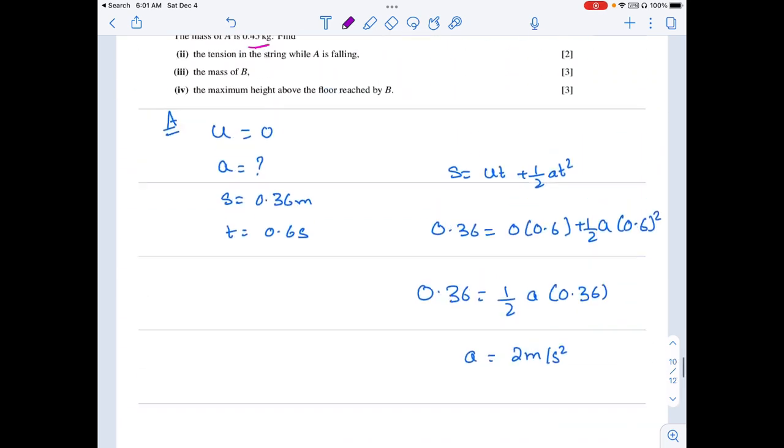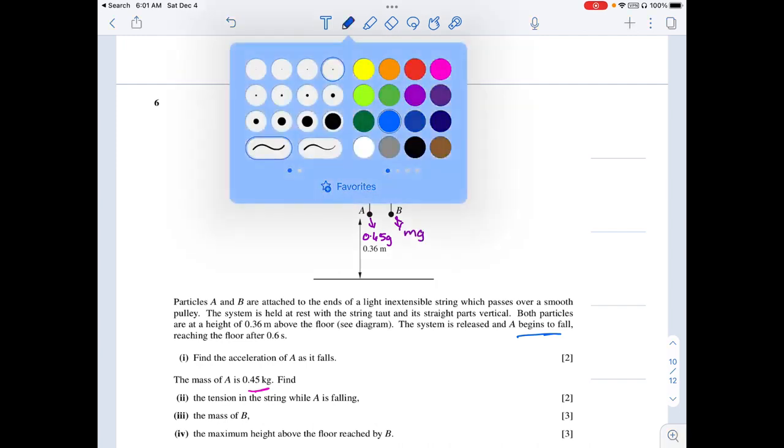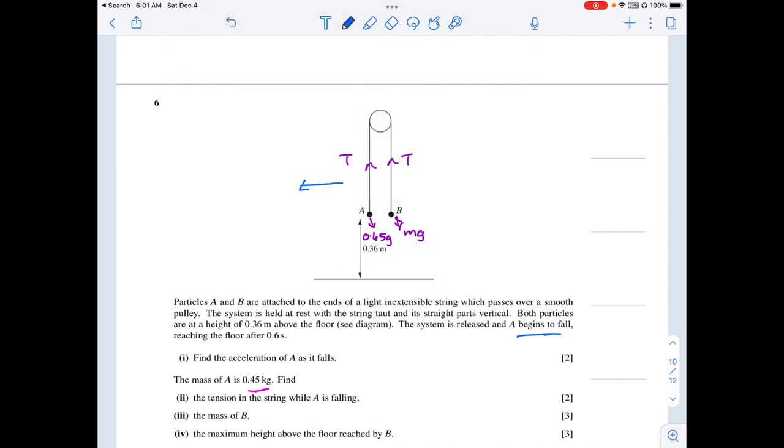When I go back and draw the diagram, you will be able to understand. This is the tension, and 0.45 g acts downwards, and for this one mg acts downwards. So for A, because it is coming down, forward force minus backward force is equal to ma. For B, it is going up, T is the forward force, minus mg is equal to ma. This is the easiest way.